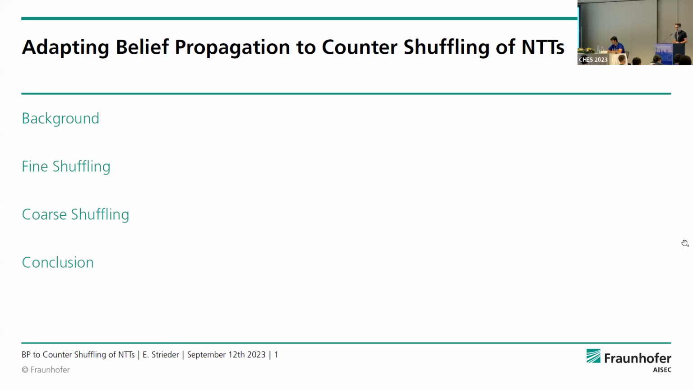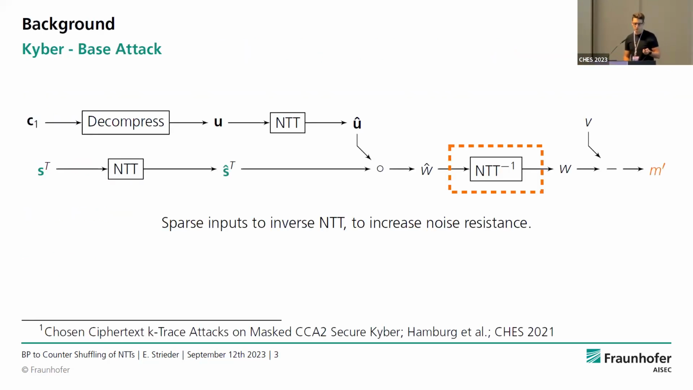Yes, let's peek into the table of contents. Quick settling of the context. Then I will talk about 2 countermeasures which were proposed by Ravi and others, fine shuffling and coarse shuffling. And finally, some concluding words and outlook. Yeah, right, go into the background.